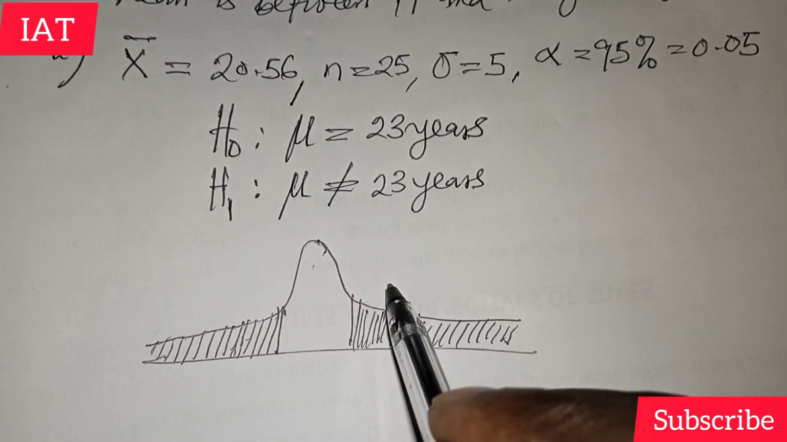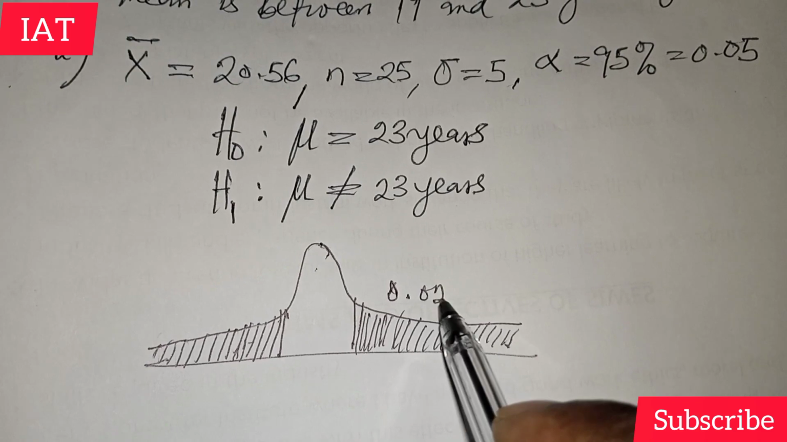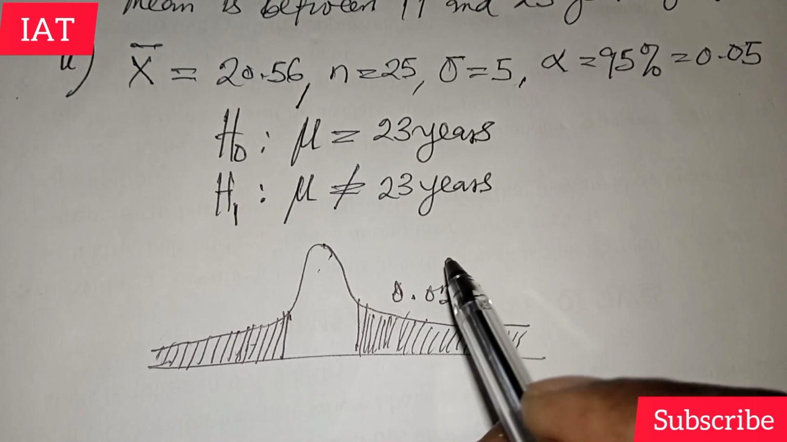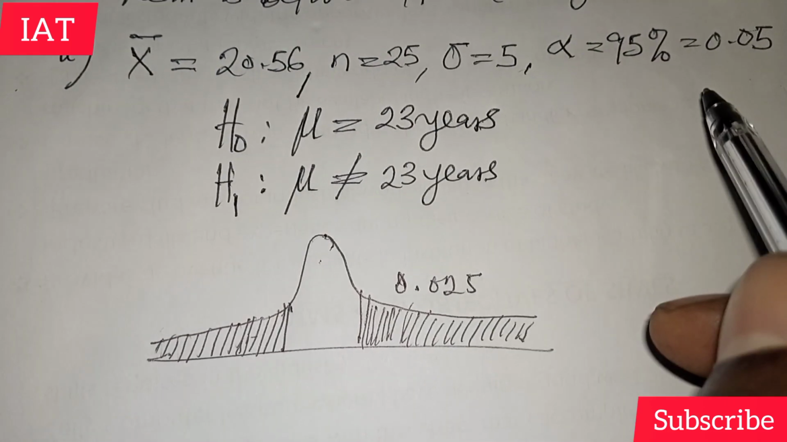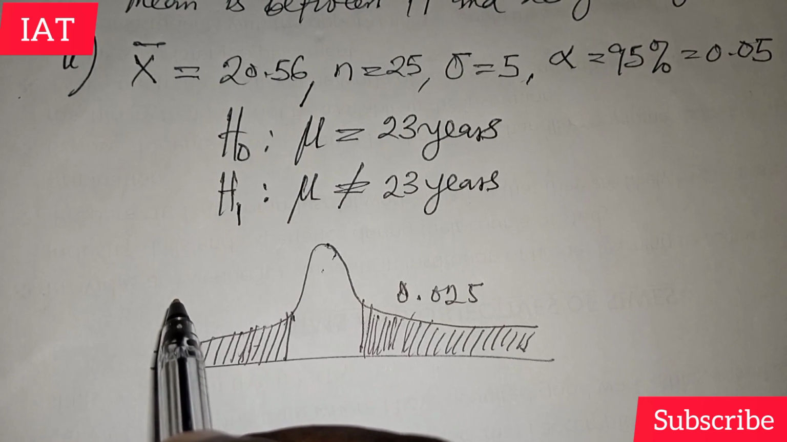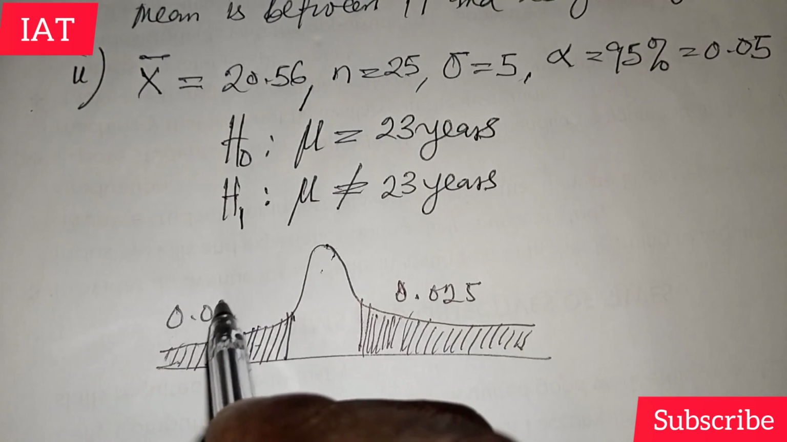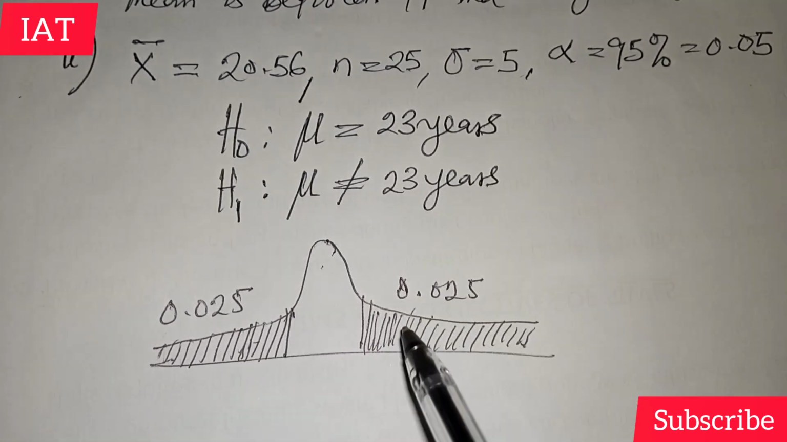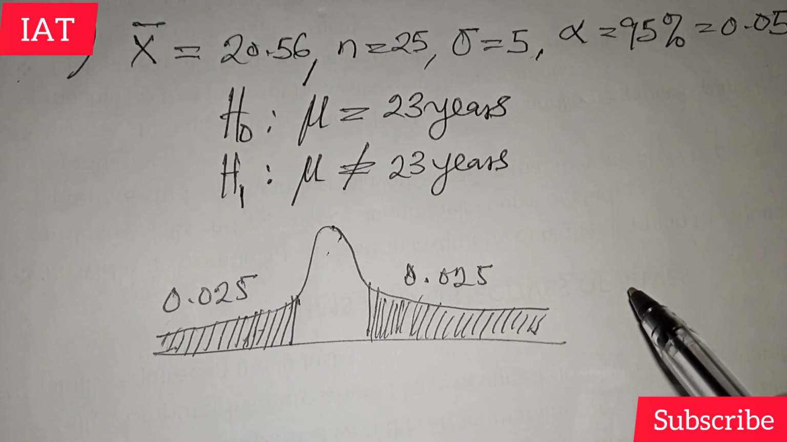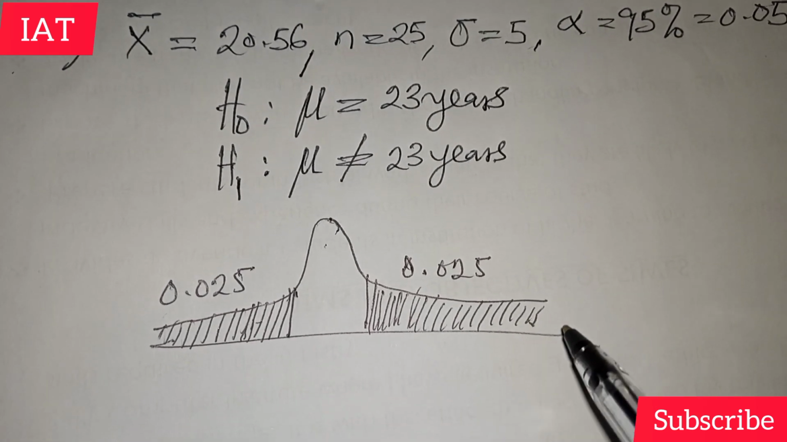So here we have 0.025. That is alpha over 2, and you know that alpha is 0.05. When you divide that by 2, you have this. Here too, it is the same thing, 0.025. You need to label all this. This is the rejection region, or we call it the critical region.